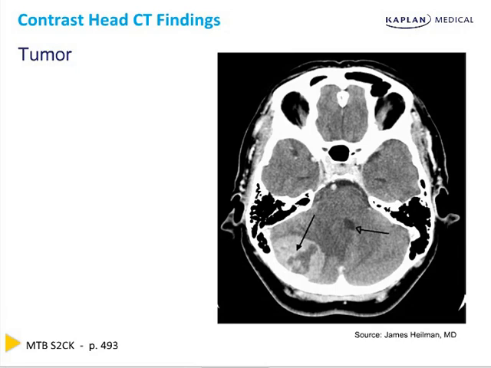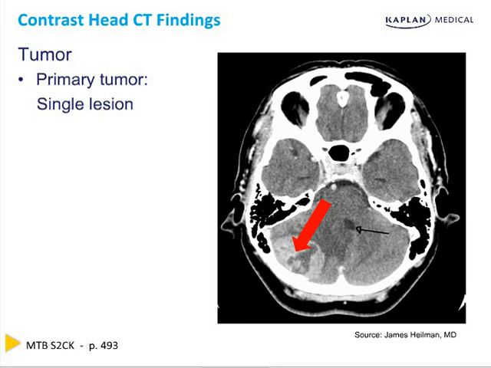The image to the right displays the classic appearance of a primary brain tumor, which in this patient is located in the posterior fossa of the skull. Primary tumors are single lesions, so if you see multiple lesions on contrast head CT, you should assume that you are dealing with metastatic disease. Because brain tumors require significant blood flow to help them grow, they are highly vascular and will appear brighter than the surrounding tissue, as is depicted by the arrow to the right.